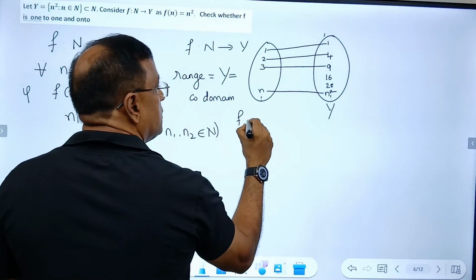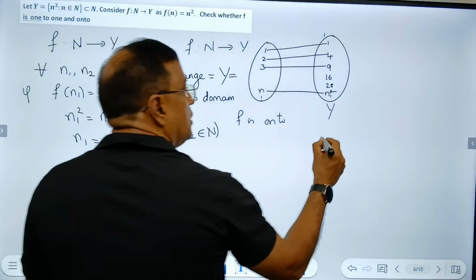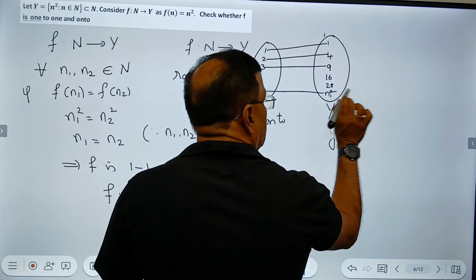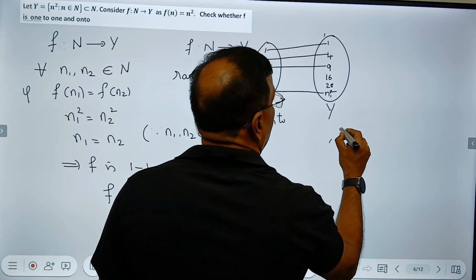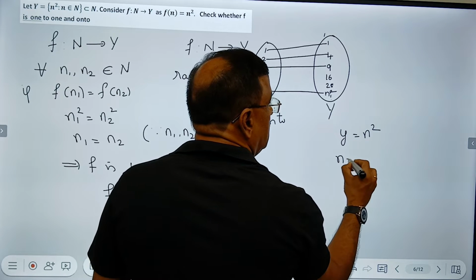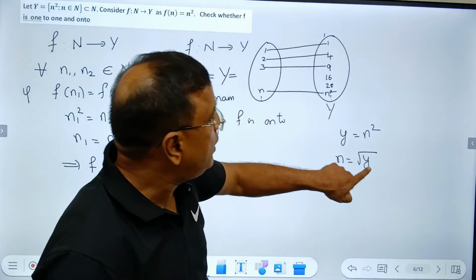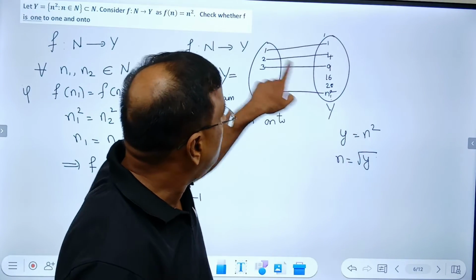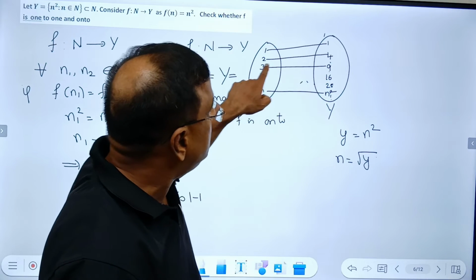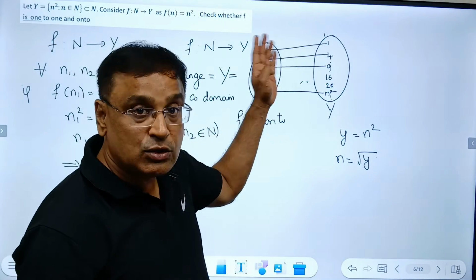Therefore, f is onto. Or in other words, if you have y equal to n square, so n is nothing but root of y. So what is root of 1? Root of 1 will be 1. Root of 4 will be 2. Root of 9 will be 3. Root of 16 will be 4. I don't have to worry about plus or minus.